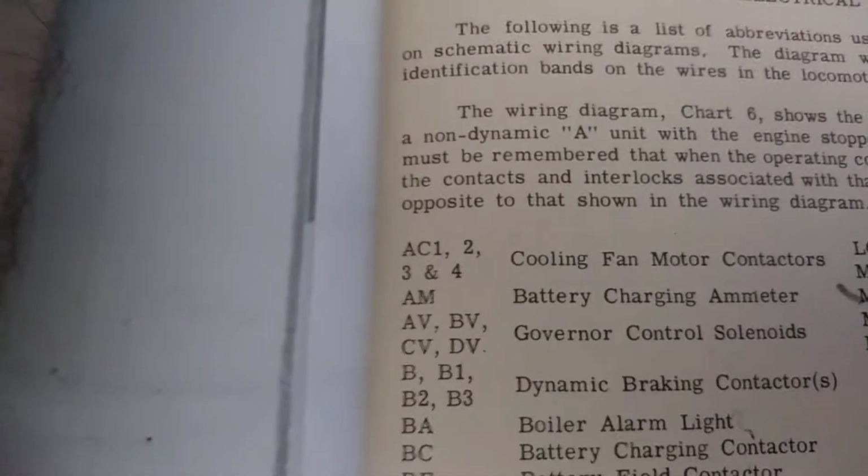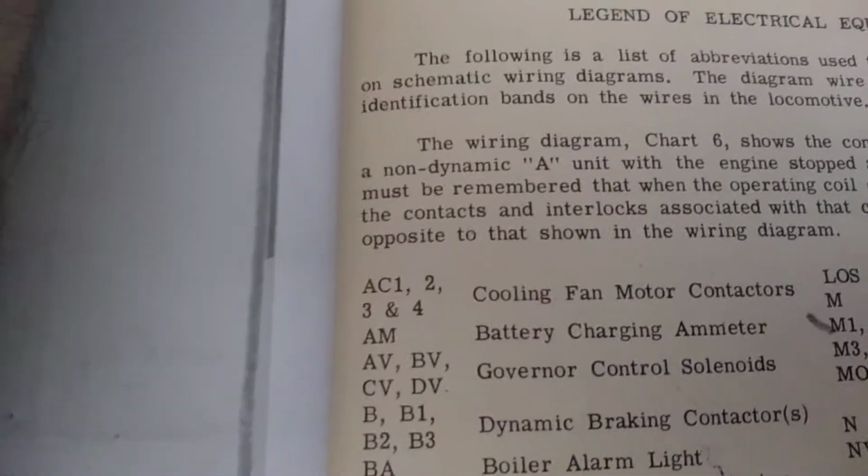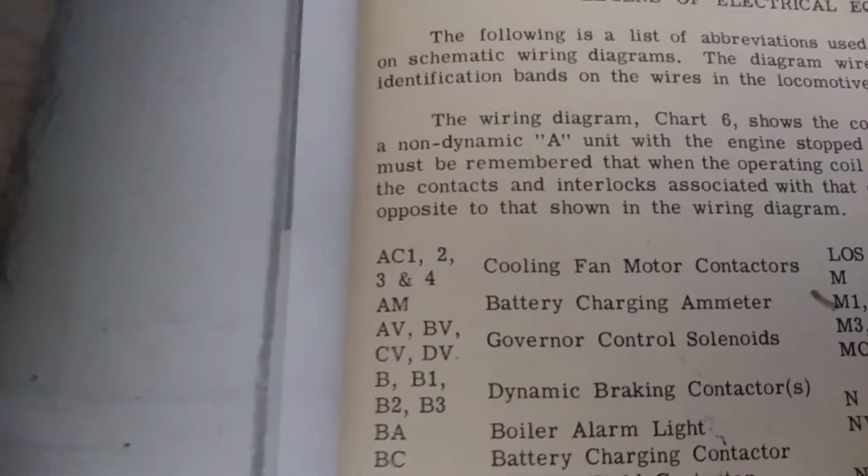We have General Legend Electrical Reference. This is a little more simplified list. We'll do the Legend for Electrical Equipment in this book. All right, we do have a cooling fan motor, marked AC1, 2, and 3. Battery charging ammeter, governor control solenoids which go on the engine.